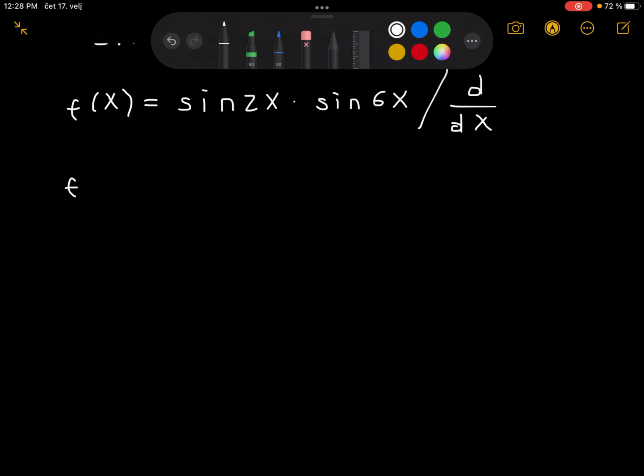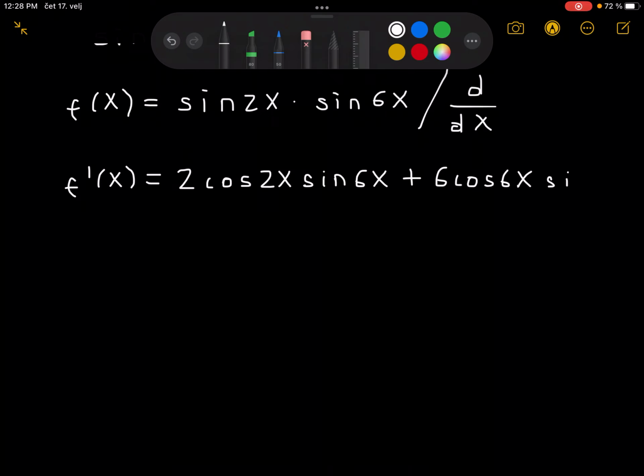and that will give me that f prime of x is equal to, and we'll have to use the product rule, the derivative of the first one, which is cosine of 2x times the derivative of 2x, which is just 2, so 2 times the cosine of 2x, times the second one, the sine of 6x, plus the derivative of the second one, which is just 6 times the cosine of 6x, times sine of 2x.